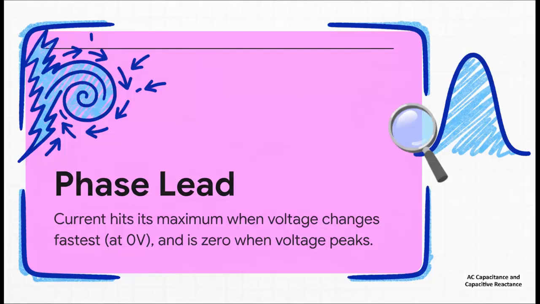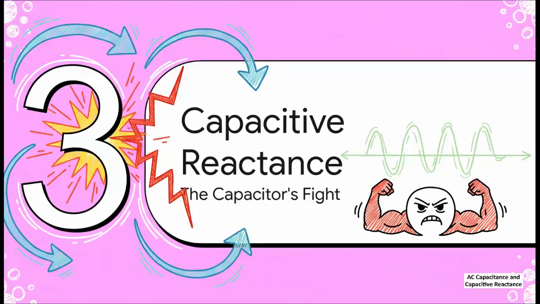For just a split second, right at the peak of the voltage wave, when the capacitor is totally full and the voltage for just an instant stops changing. At that moment, the current is zero. Okay, so we've got a current, and we know it's a little ahead of the voltage.